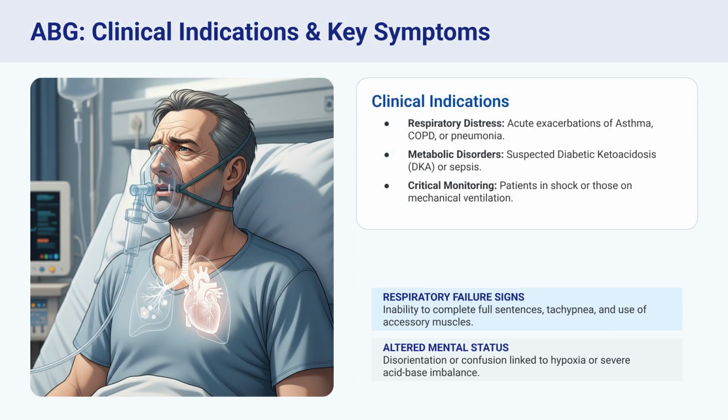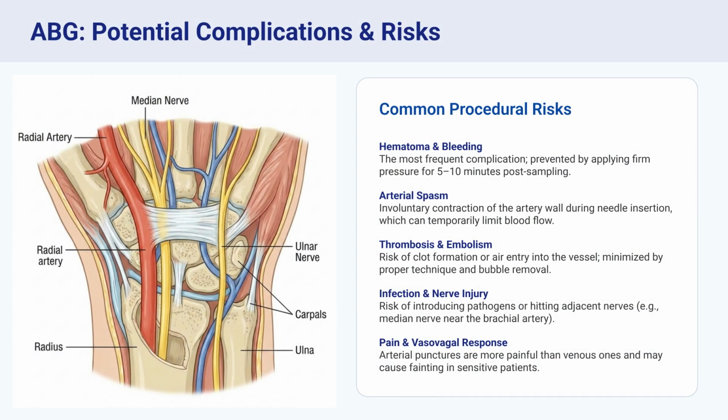ABG is indicated in respiratory distress, metabolic disorders like DKA, and for critical monitoring. Key symptoms suggesting the need for an ABG include signs of respiratory failure or altered mental status due to hypoxia or severe acid-base imbalance. Common risks of the procedure include hematoma, which can be prevented by applying firm pressure. Arterial spasm and the risk of thrombosis or embolism must be minimized with proper technique.